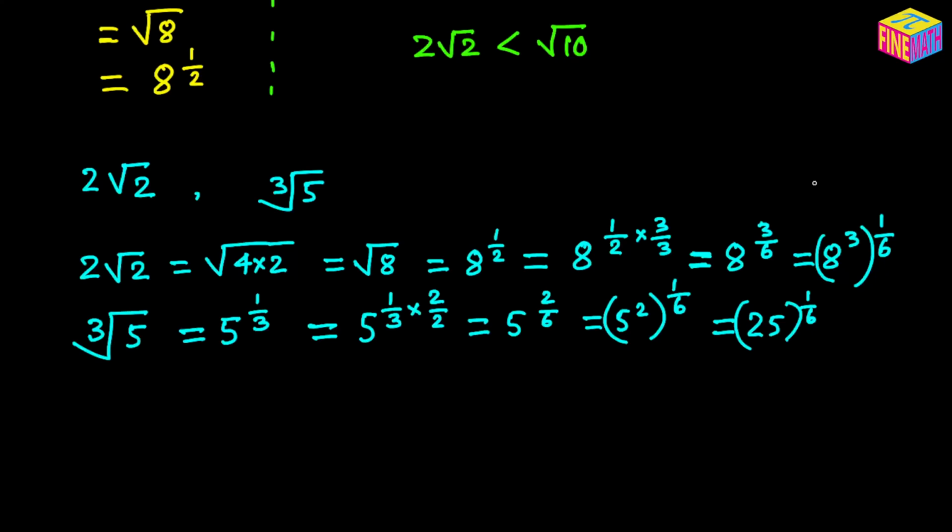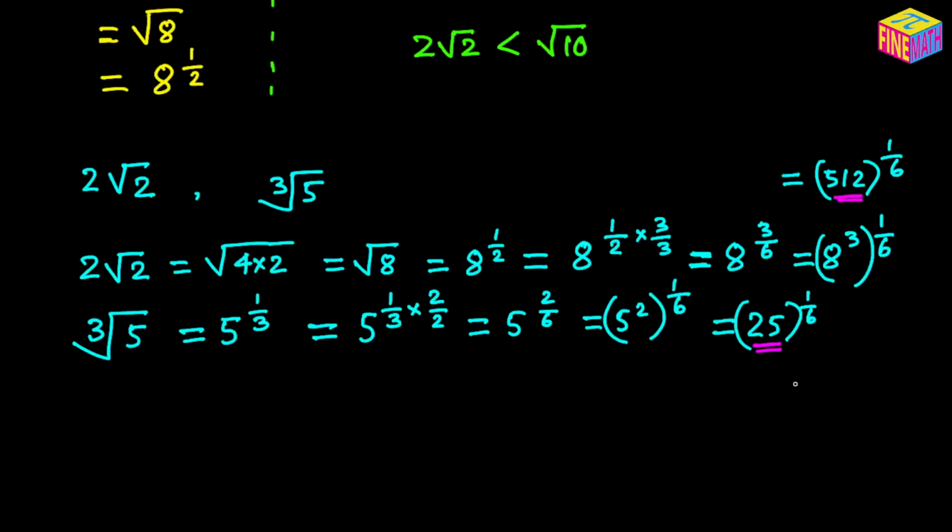So let me write it up here. So we can say this is actually 512 whole to the power 1/6. Now if you look at these two numbers, you see that both of their power is same. So I'm now highlighting these numbers here, number 25 and the number 512. They both have the power 1/6, right?